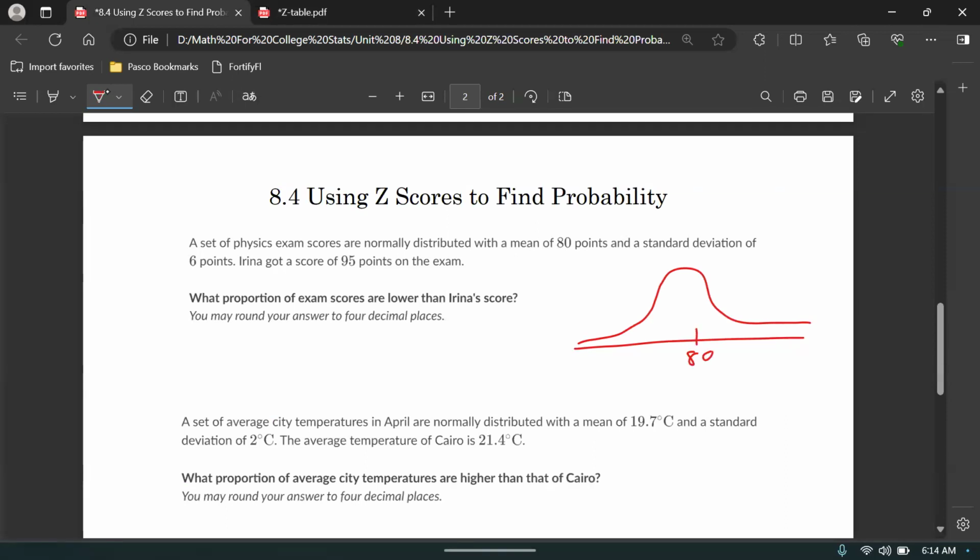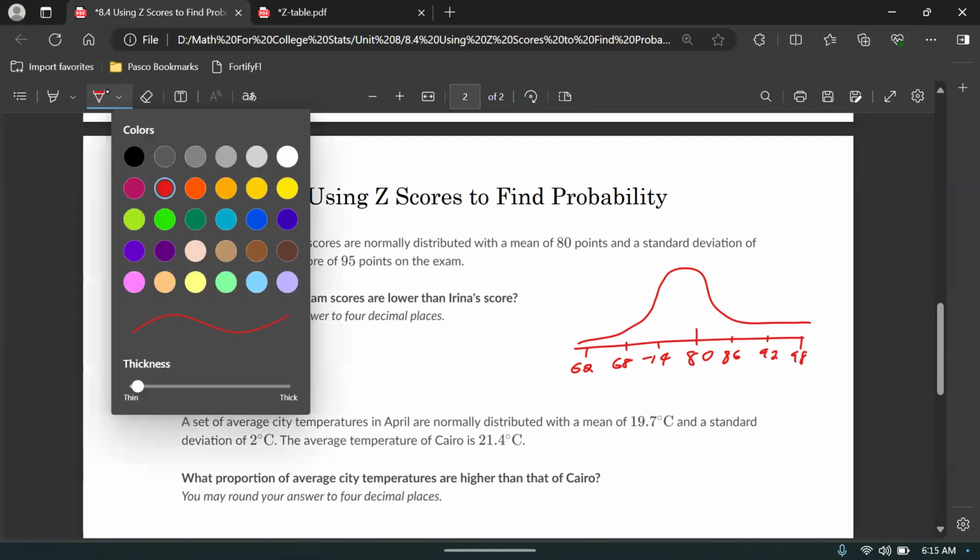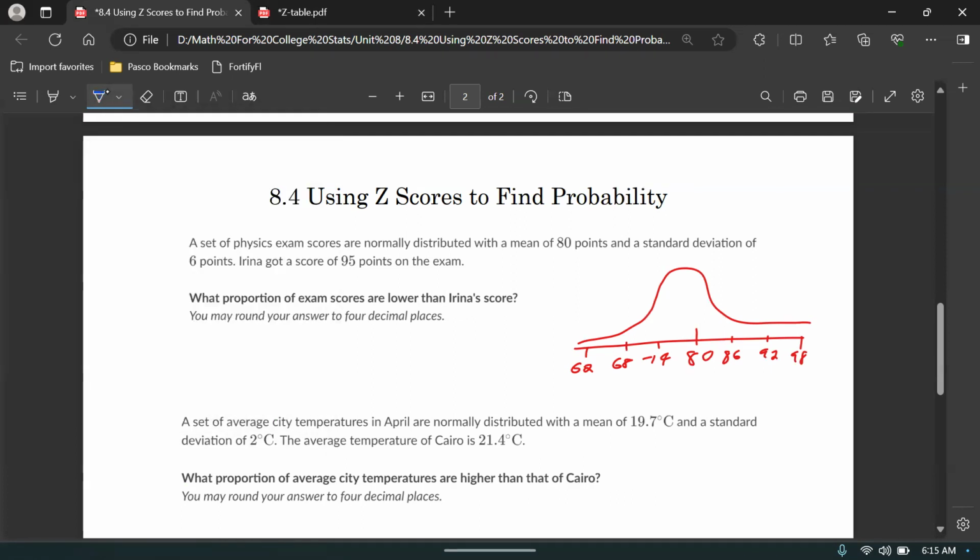Standard deviation is 6. So 86, 92, 98, 74, 68, 62. All right. So Arena scored a 95 on her test. So 95 is way down here, right? So that's probably about 2.5 for a z-score, but let's do the math for it.